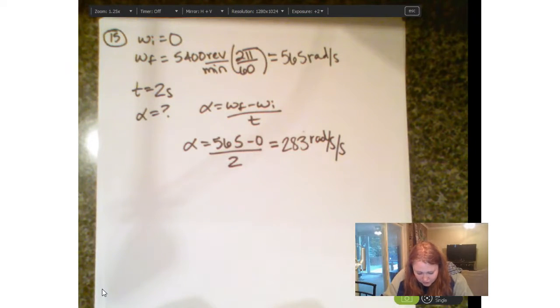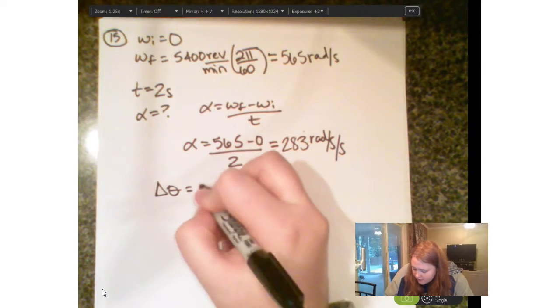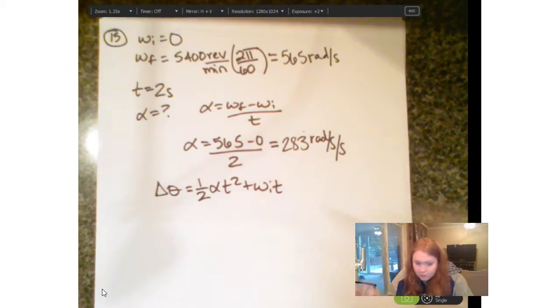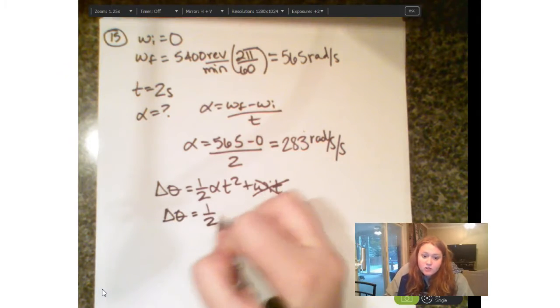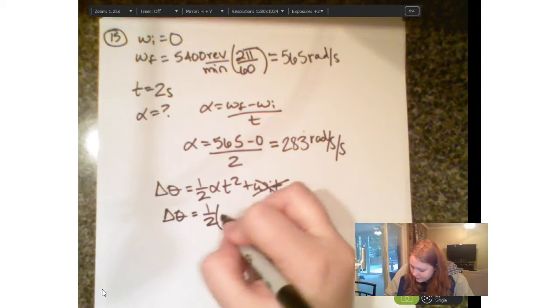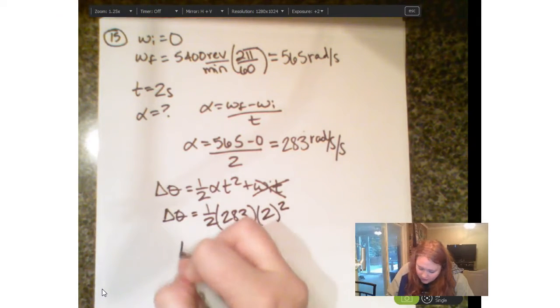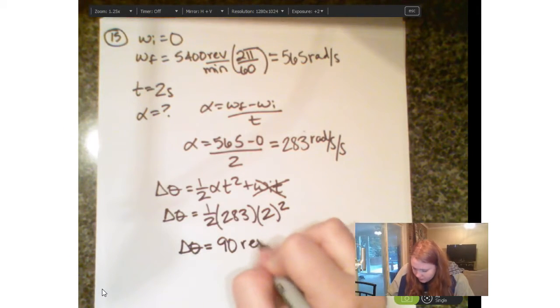At the end of 2 seconds, how many revolutions has the disk made? So now it's just asking for theta. Theta, I'm going to use this equation. You could probably use another one with theta in it and get the same answer. I'm sure you could. But this one I don't have to do any rearranging in my algebra. That's why I like it. 283 is alpha, t is 2. Don't forget to square it. You'll get a delta theta of 90 revolutions.